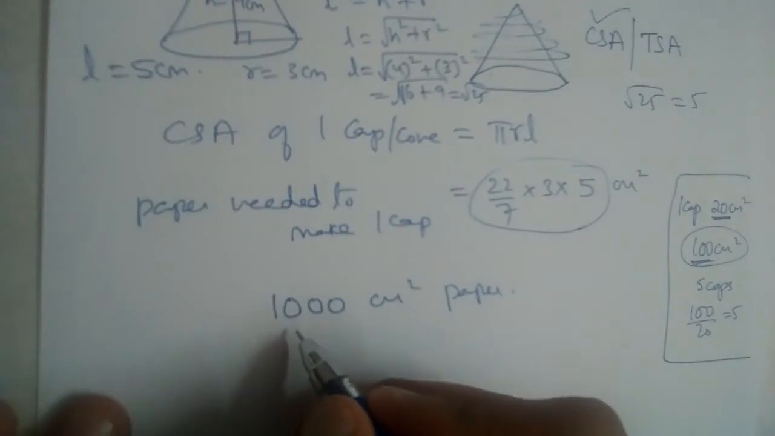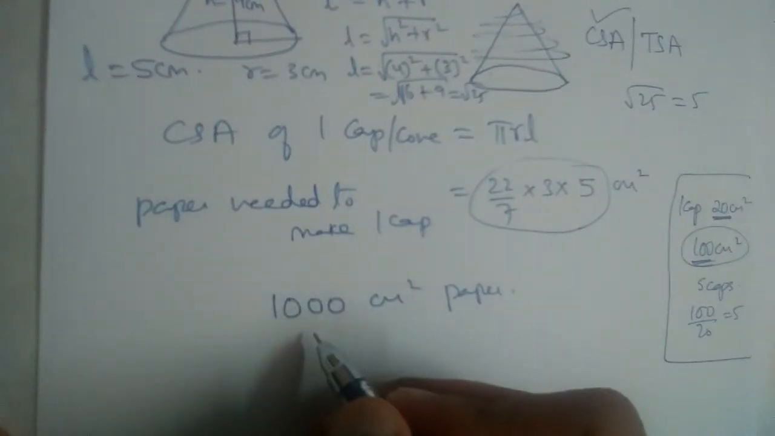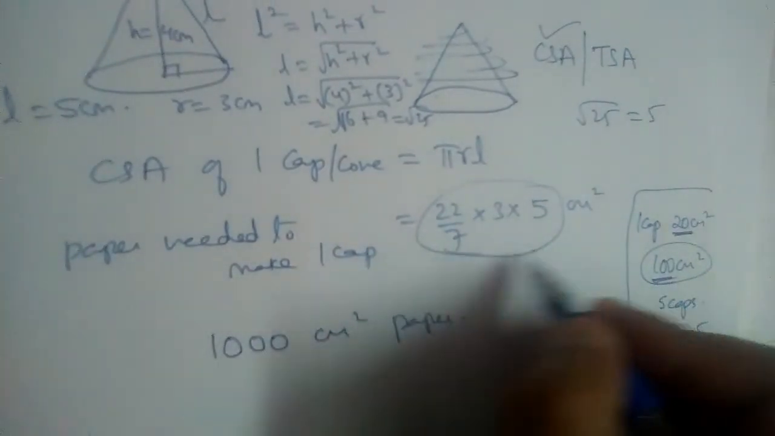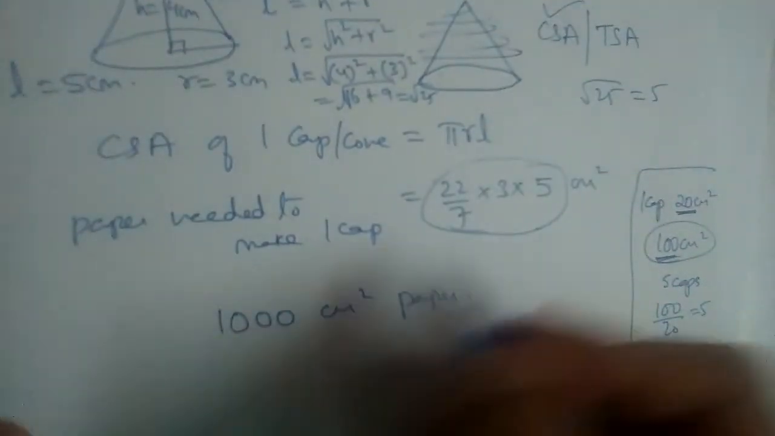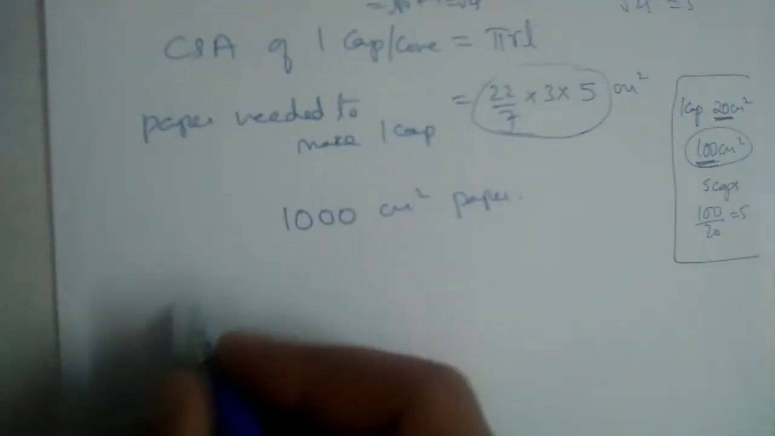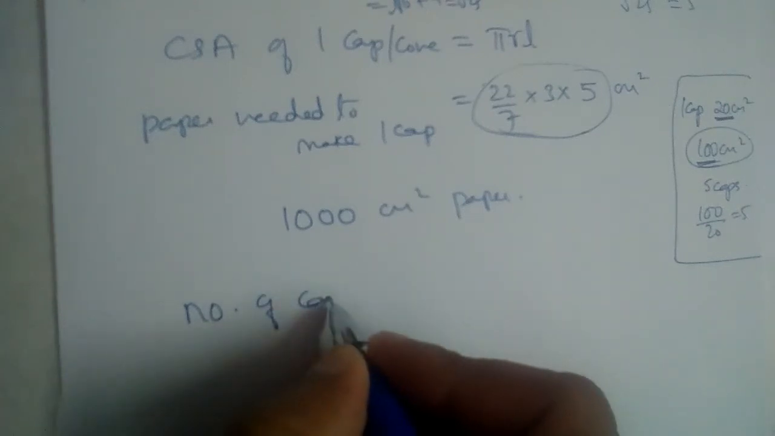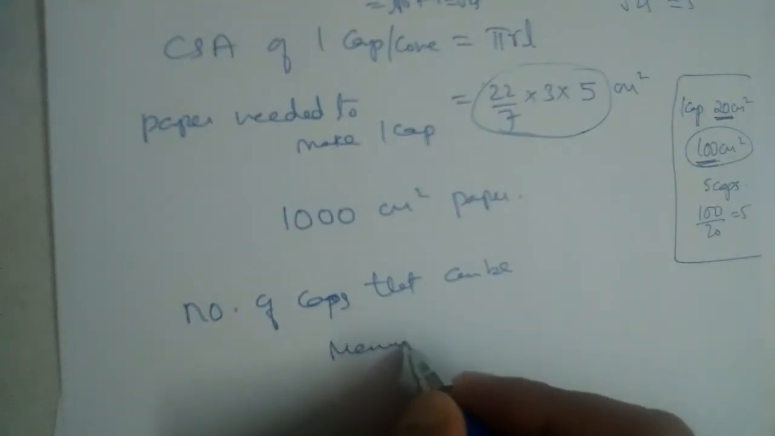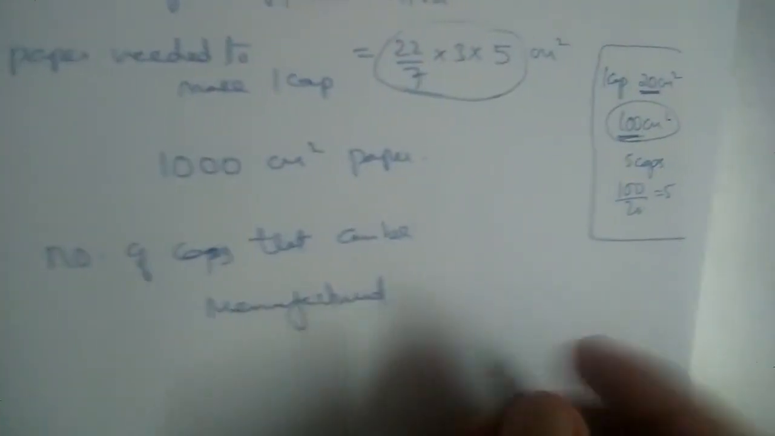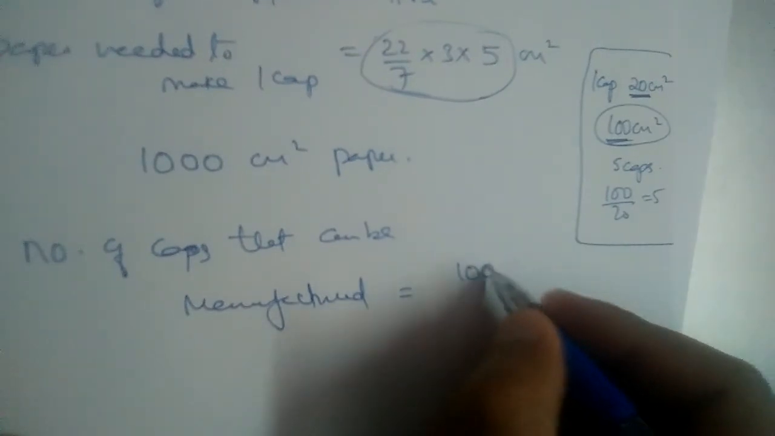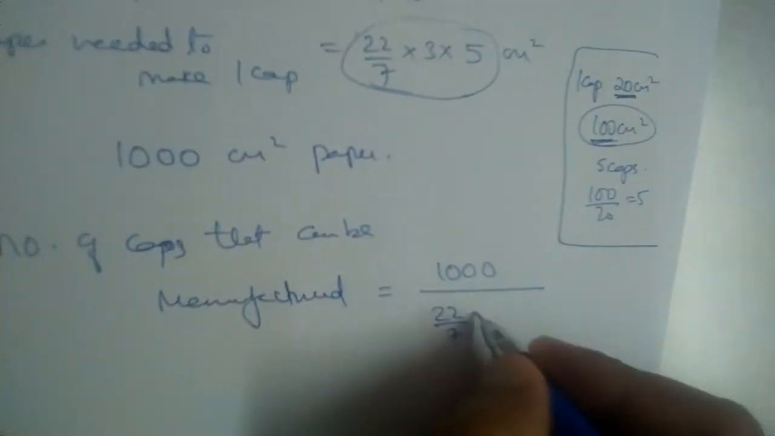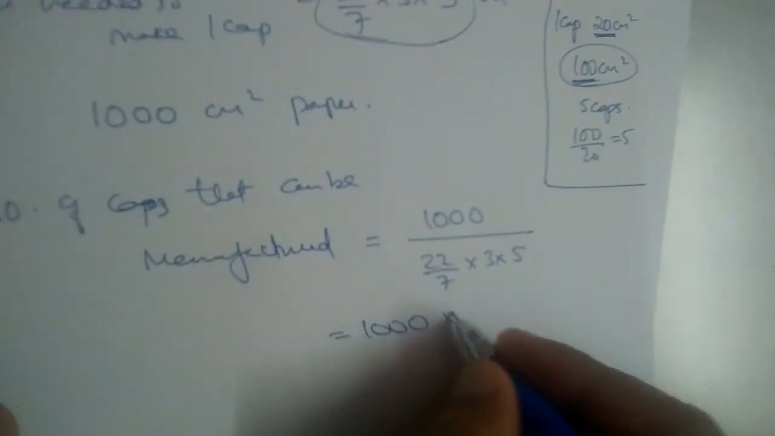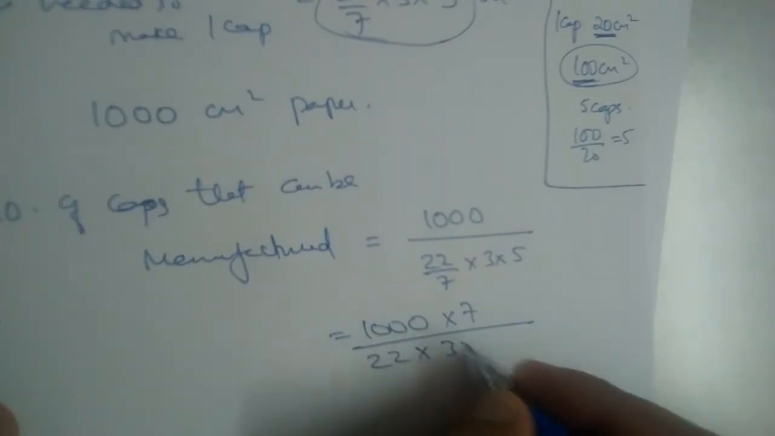So here also, how much paper do we have? 1000 centimeter square. How much paper is needed to make one cap? This much. So we need to divide 1000 by this number. So let us divide it. So number of caps that can be manufactured, I hope you are understanding my bad handwriting, is 1000 divided by 22 by 7 into 3 into 5. This 7 will go to the numerator, into 7 divided by 22 into 3 into 5.